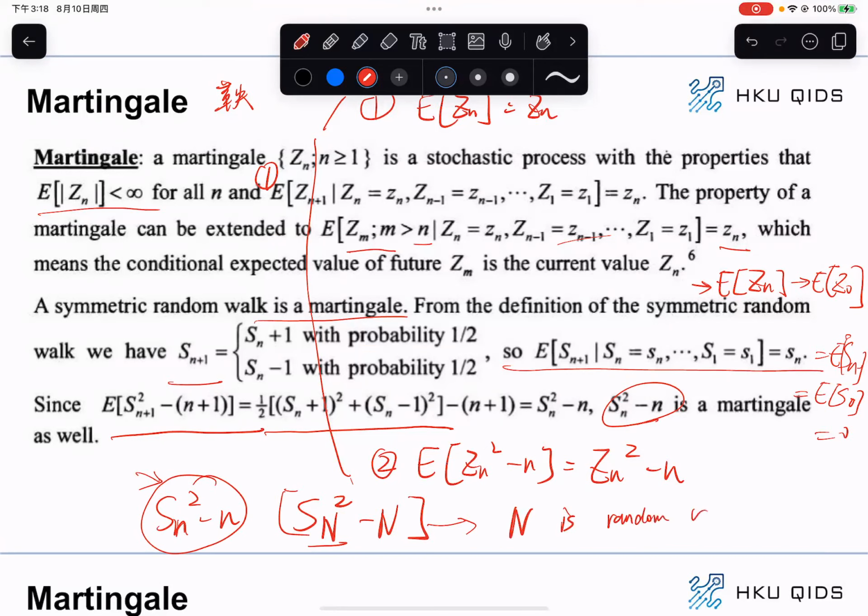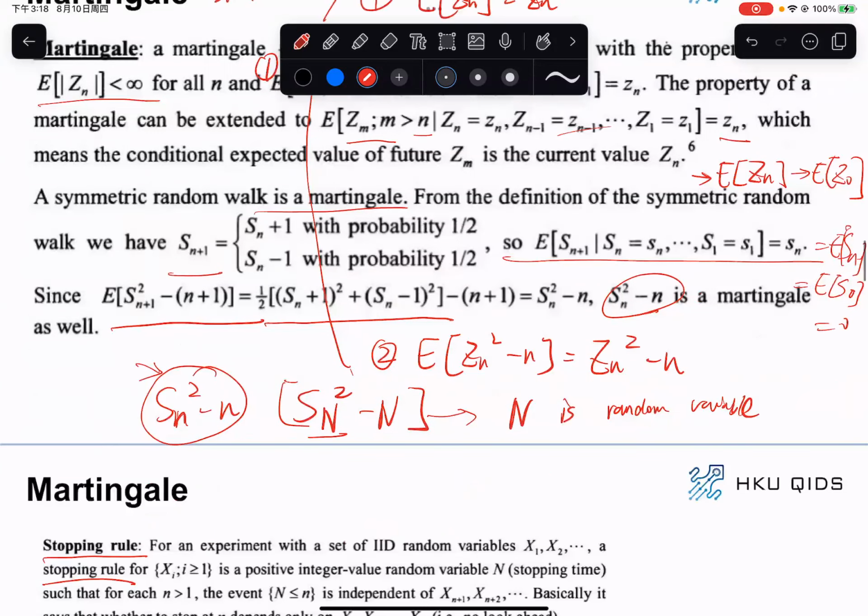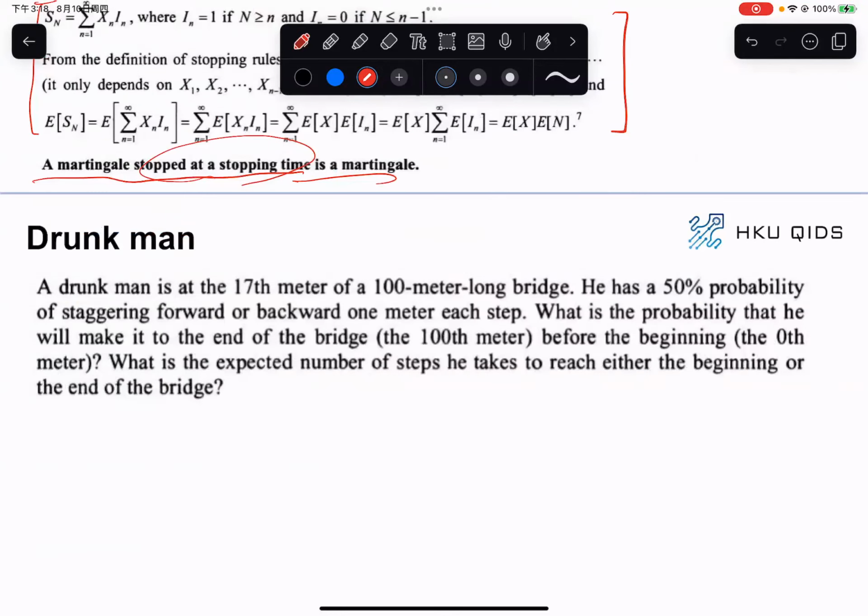N is a random variable. It is not constant. It also has expected value and things like that. So you can think of it as an independent function that is related with this process, okay? So now let's try to solve some questions so that you can better understand those concepts.